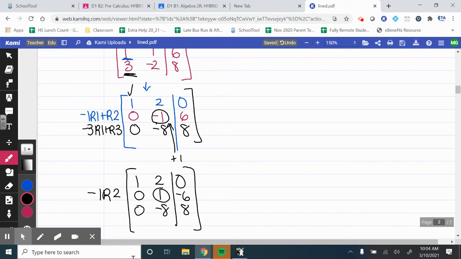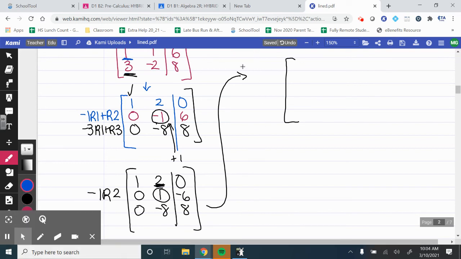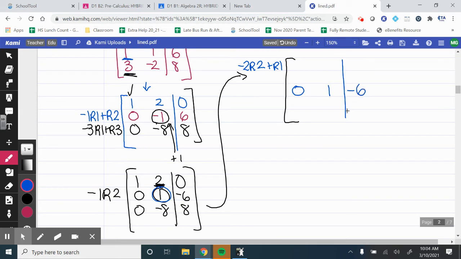All right, so now I have my lead 1. Now I need to get zeros above and below that. So to do that, I'm going to jump up here. Pause your video and see if you can figure out what you would multiply by to get this 2 to become a 0. Label it and write out that row. All right, so that means we should have done negative 2 times row 2, because that's the row with the lead 1 in it for this column, plus row 1. And my row 2 is going to stay, so that's going to be 0, 1, negative 6. And this one should become now 1, 0, 12.